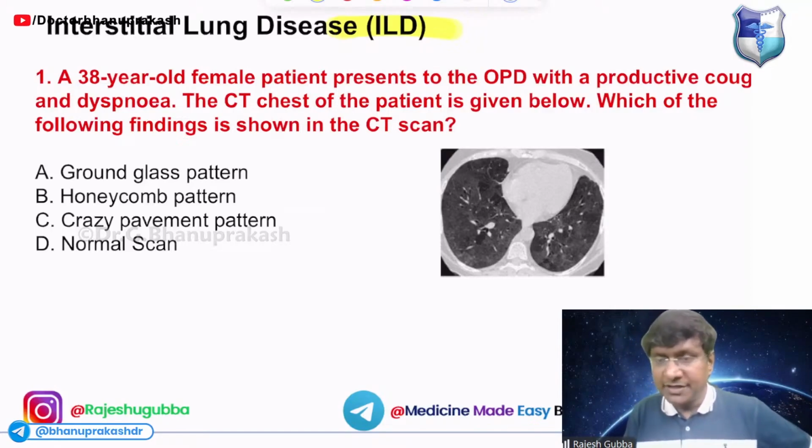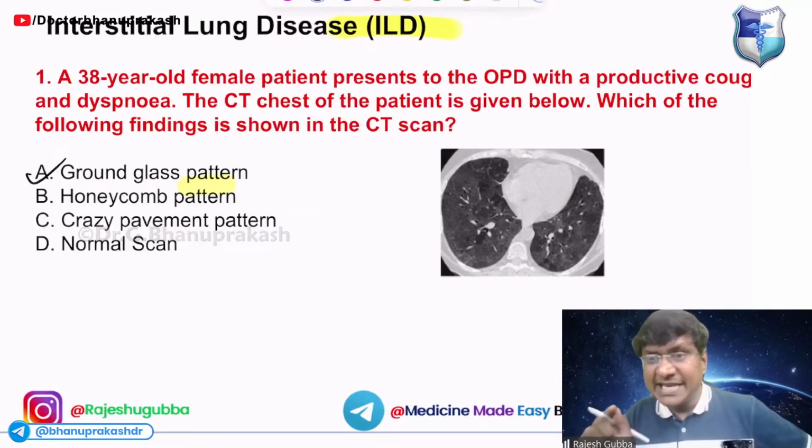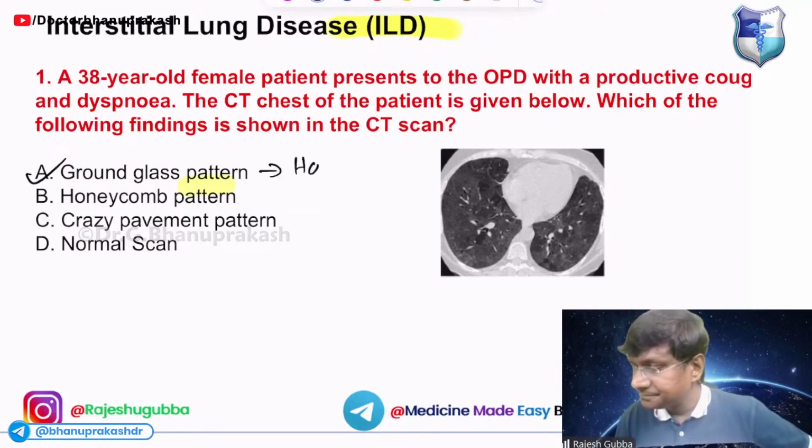Right. So the pattern which is being mentioned here is the ground glass pattern or ground glass opacity. What exactly is ground glass opacity? It's a non-specific pattern, where you have a hazy increase in the lung density on high resolution CT scan. That is called ground glass opacities, right?